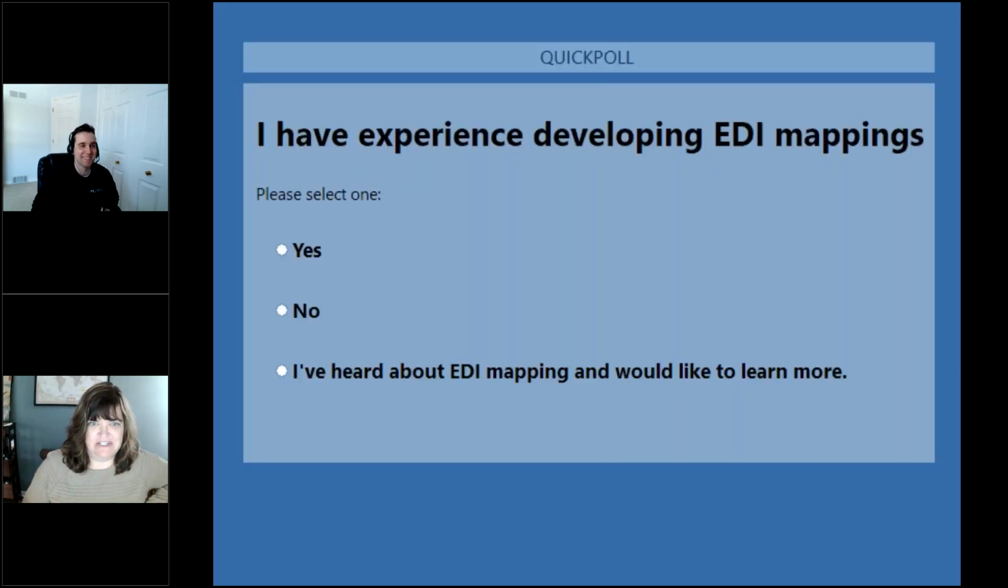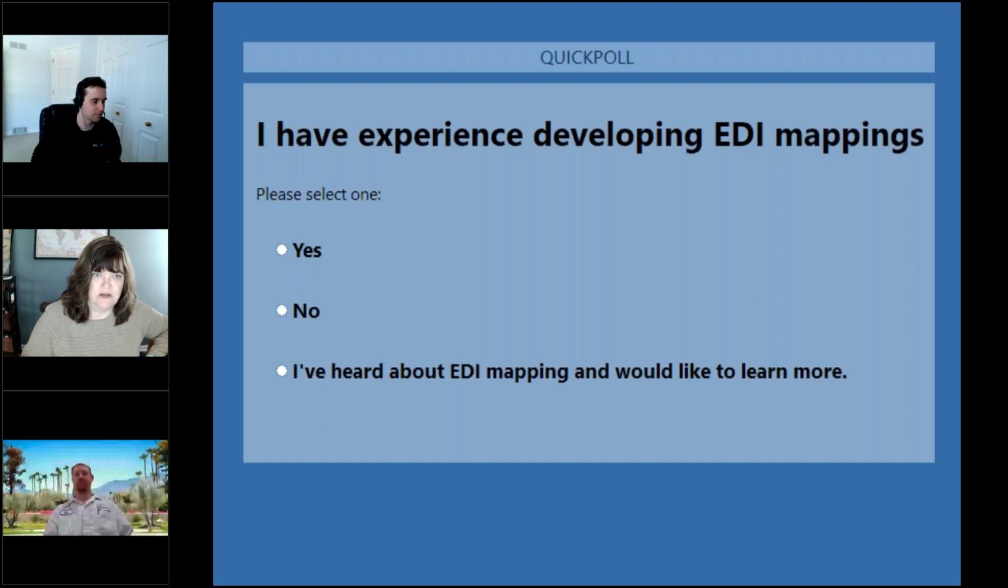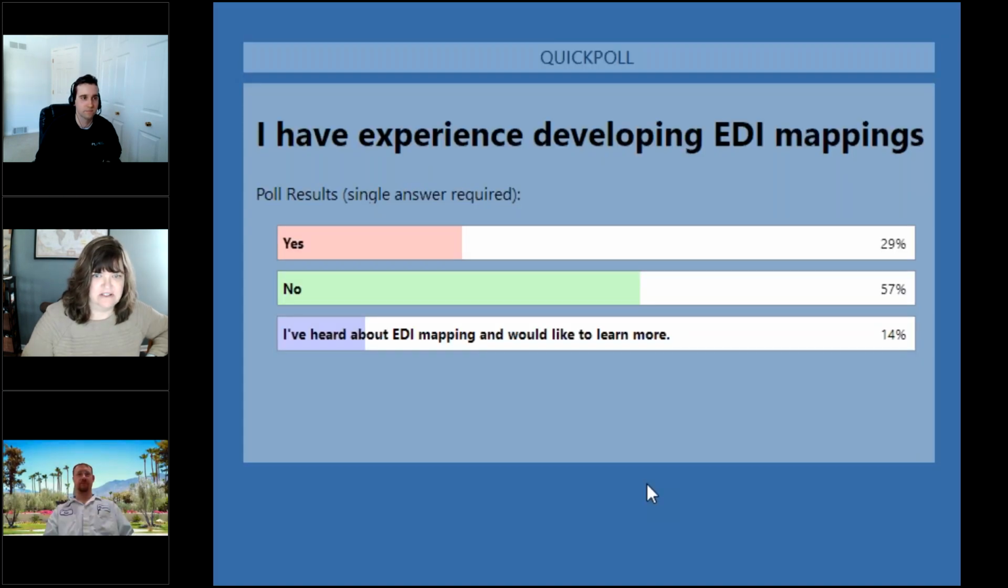And the next one, I have experience developing EDI mappings. We'll go ahead and give you a minute to answer that question. Okay, let's go ahead and take a look at those results. So more than half do not have experience developing EDI mappings. So this looks like a good opportunity to provide some instruction, training, and I think we're going to be putting together a Plex education course for that in the third quarter of this year. So okay. Stay tuned. Great. We do have a couple of questions.